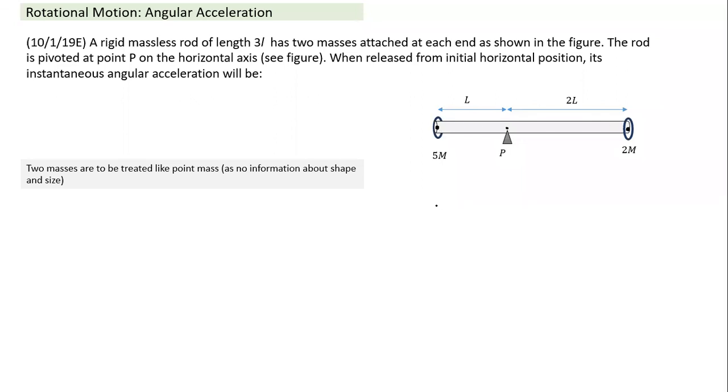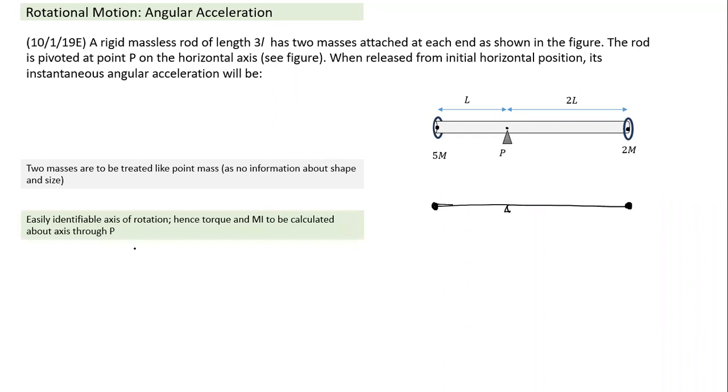If I have to visualize an equivalent figure here, this is the rod, which is a massless rod, and this is the mass here, and this is the mass here. That's all. Here you use 2 point masses. You have to understand why this is so. Sometimes some information in the question is missing and you need to understand what it implies. The axis of rotation is easily identifiable, and hence torque and moment of inertia have to be calculated about that point.